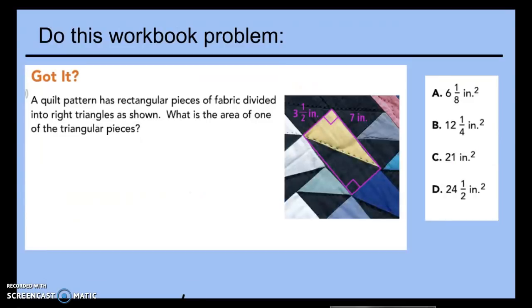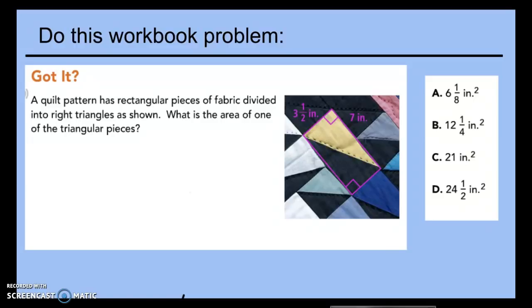Alright, let's work this one out. So we have a rectangular part of a quilt. It says, a quilt pattern has rectangular pieces of fabric divided into right triangles as shown. Ta-da! You can see it right here in the pink. What is the area of one of the triangular pieces?